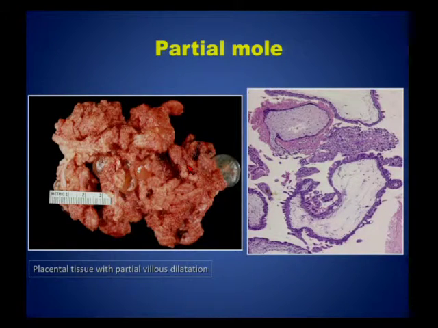On pathology, one can see that the placenta is made up of lots of small grape-like clusters here. Here's the gestational sac with some embryonic tissue within it, and on histology you can see the dilated edematous villi, as well as some focal trophoblastic hyperplasia.